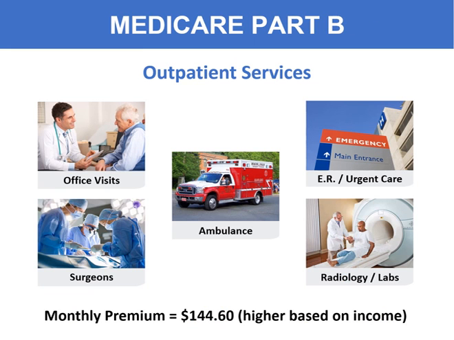Now, Medicare Part B, there usually is a monthly premium of $144.60 in 2020 that you pay monthly. It covers outpatient services like doctor visits, specialists, outpatient surgery, ambulance, ER, urgent care, labs, and radiology. Now, as you can see, it is also higher based on income. So if you have a higher income, you can pay a higher premium.